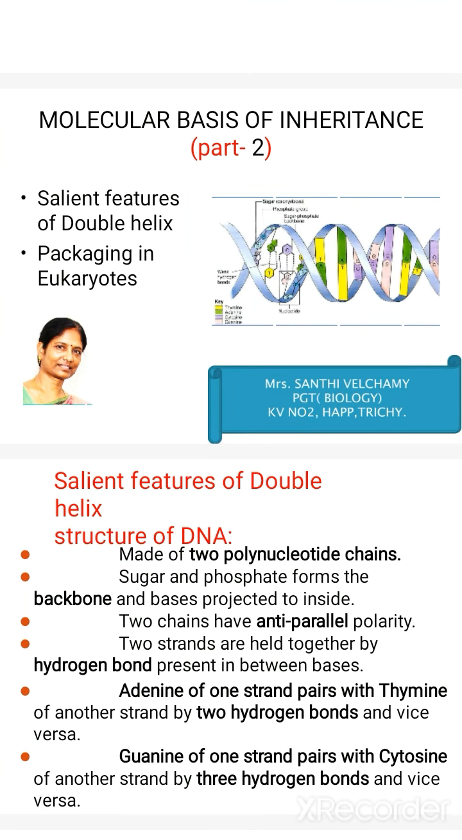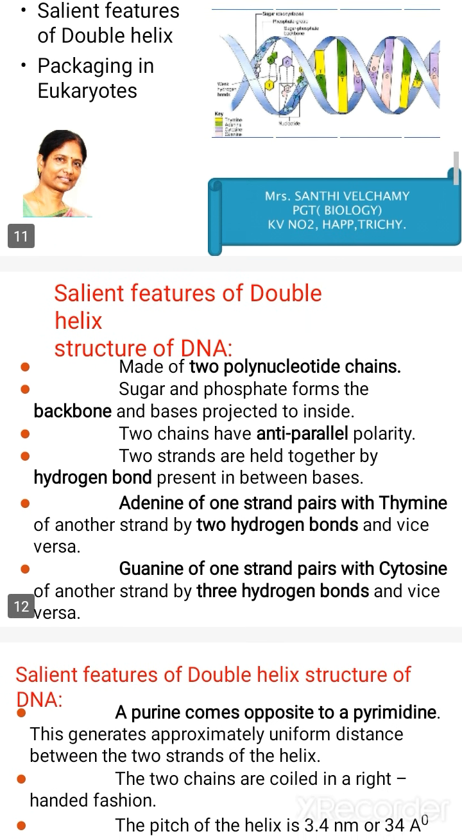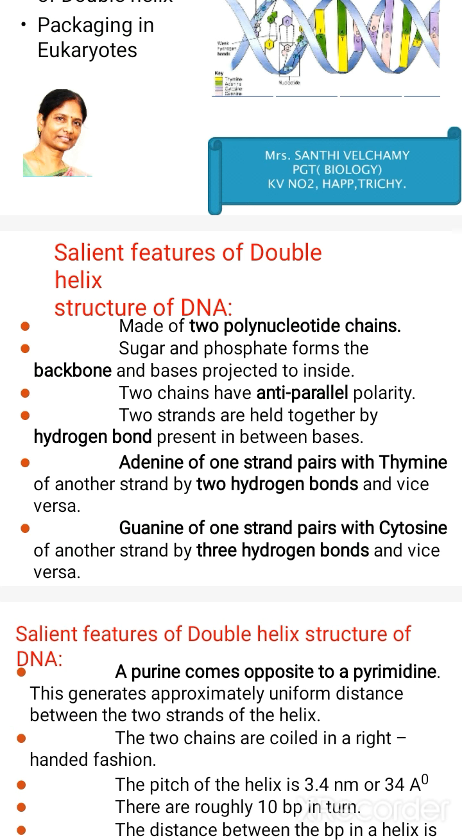Good morning, children. Today we are going to see the second part of the chapter, Molecular Basis of Inheritance. Today we are going to cover the salient features of the double helical structure and how DNA is packaged in eukaryotes. So first, let us cover the structure of DNA.